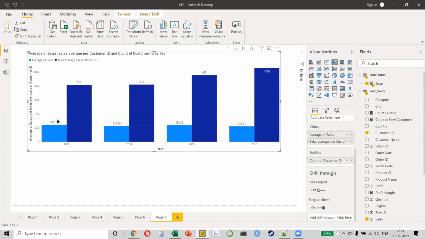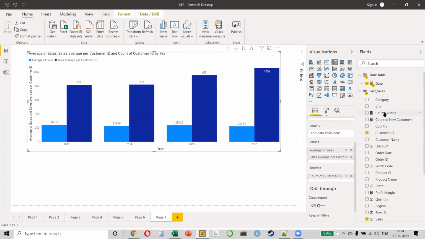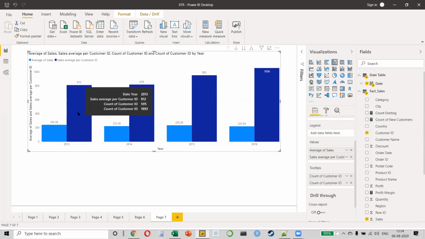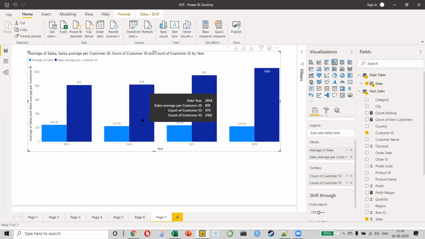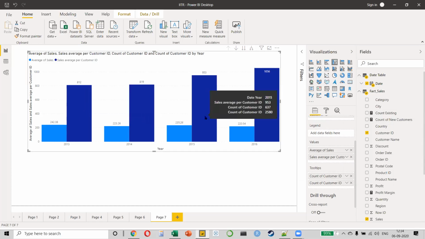If you want to find out how many transactions have increased, let me do this again. Let me put my customer ID in tooltip once more. Just a second. So I'm putting my customer ID in tooltip and I will do this as a count. Now you can find out that the number of transactions in 2013 were 1993. It increased to 2102. Then it became 2580. Then it became 3319.